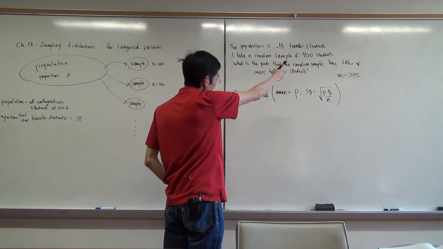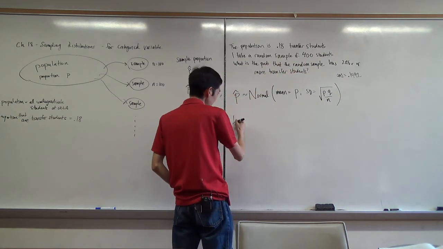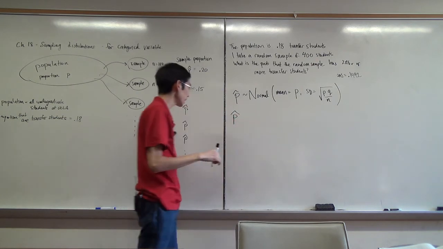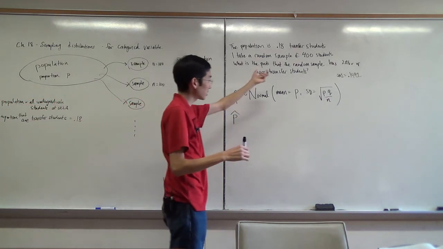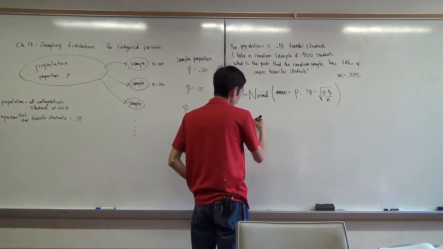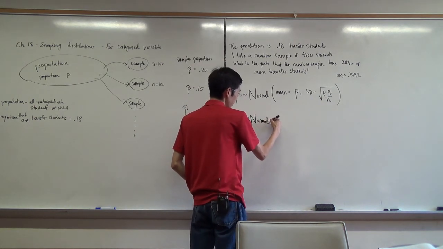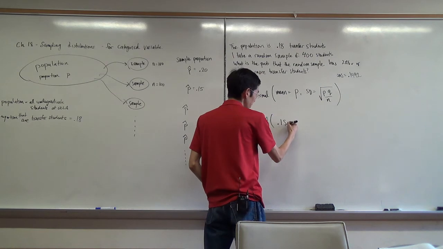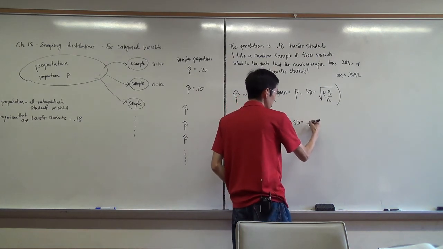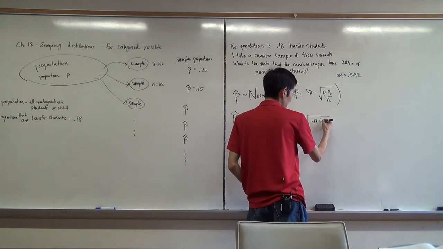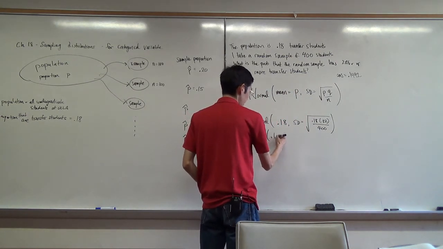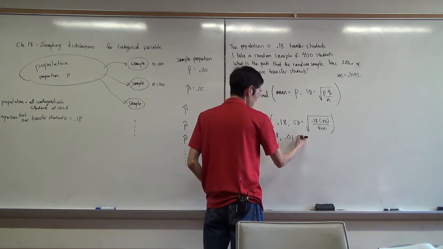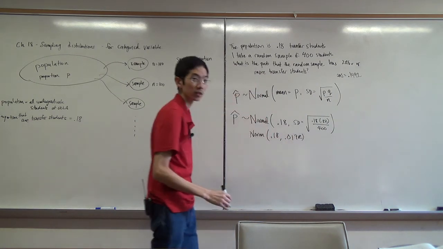So the population is still 18% transfer students. When we look at the sampling distribution of p hat, each sample has a proportion. What's the probability that the sample proportion is 20% or more? The p hat comes from a normal distribution where the mean is 0.18 and the standard deviation is the square root of 0.18 times 0.82 over 400. I get the standard deviation to be 0.0192, I believe.